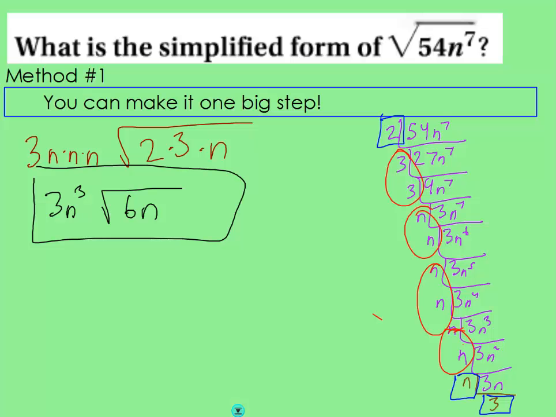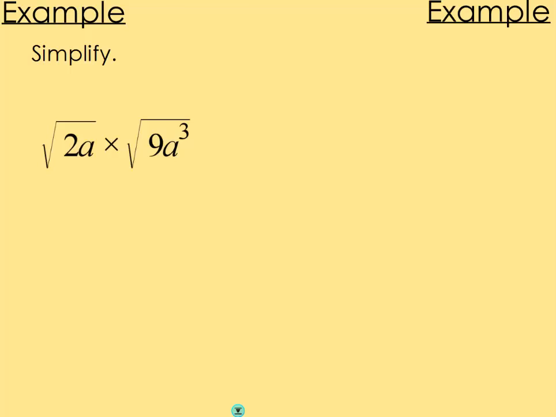Let's do one more. Pause the video. All right, there's a few different ways of doing this. So I'm going to do this a little differently here. So I know this is the square root of 9 times square root of a cubed. And the square root of 9 is going to be 3.